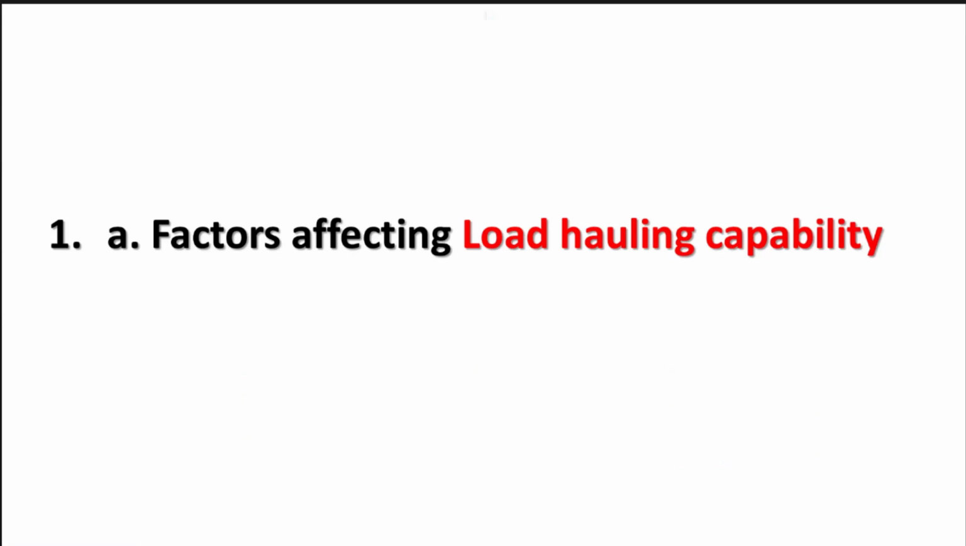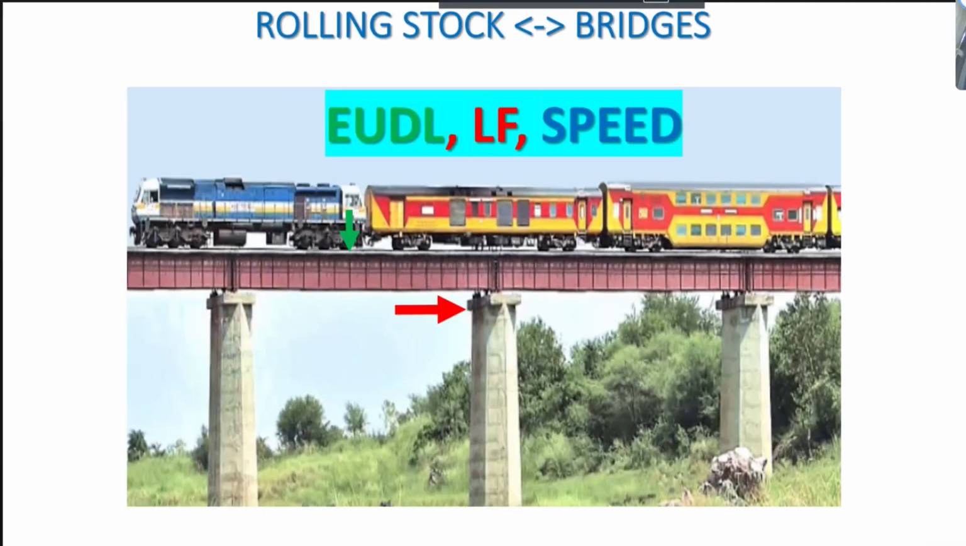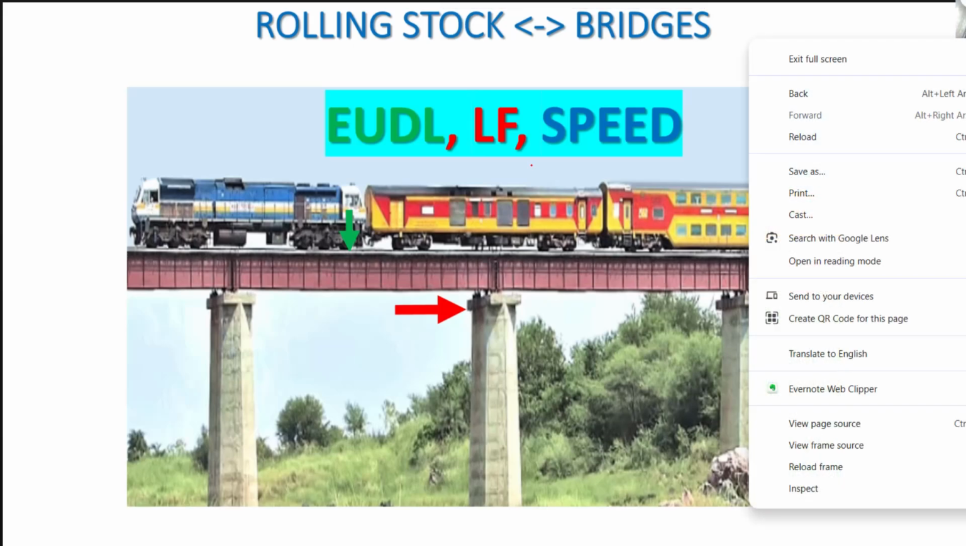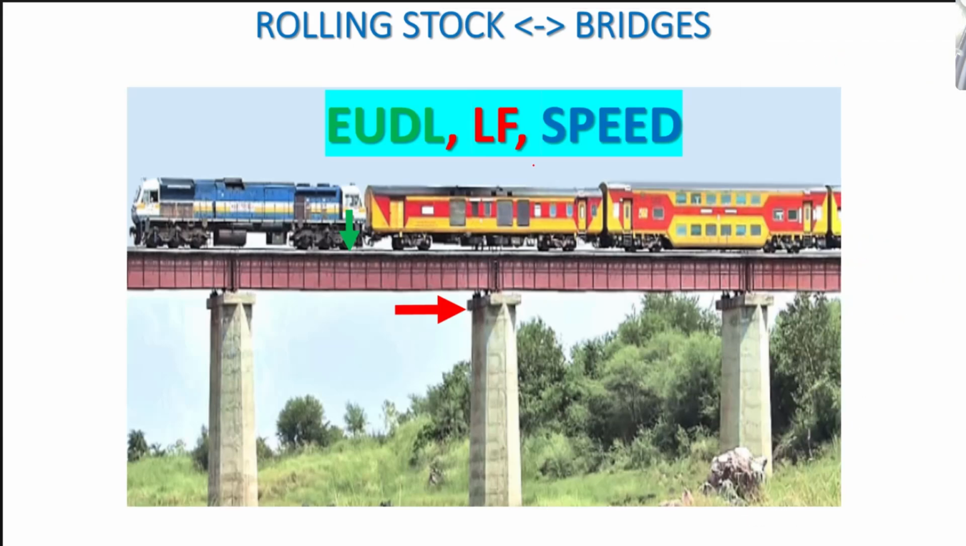In this, I would like to show you this picture. Rolling stock and bridges are both interacting with each other by means of the loads. So there are mainly three factors. One is the UDL, meaning vertical load, axle load. Second is the longitudinal force, which is in the horizontal direction, and third is the speed. These are the three factors which are transferred by the rolling stock to the bridges above.